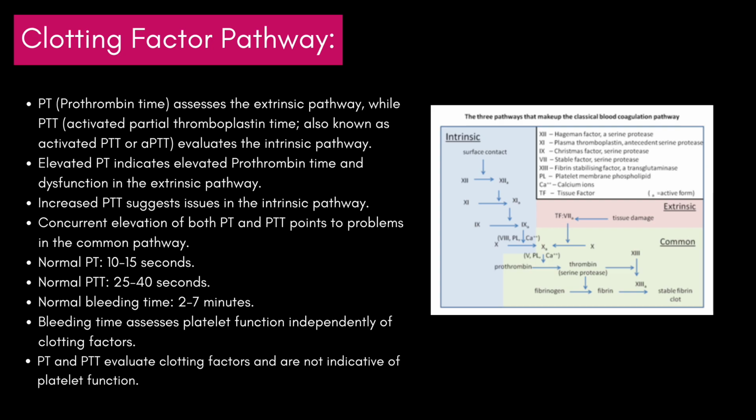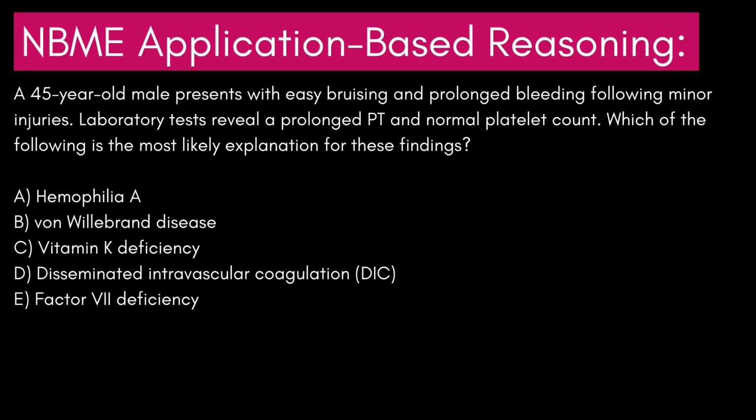All right, guys, now that we have covered all of the content, let's go ahead and take a look at some questions to review the knowledge you have gained so far. A 45-year-old male presents with easy bruising and prolonged bleeding following minor injuries. Laboratory tests reveal a prolonged PT and normal platelet count. Which of the following is the most likely explanation for these findings?